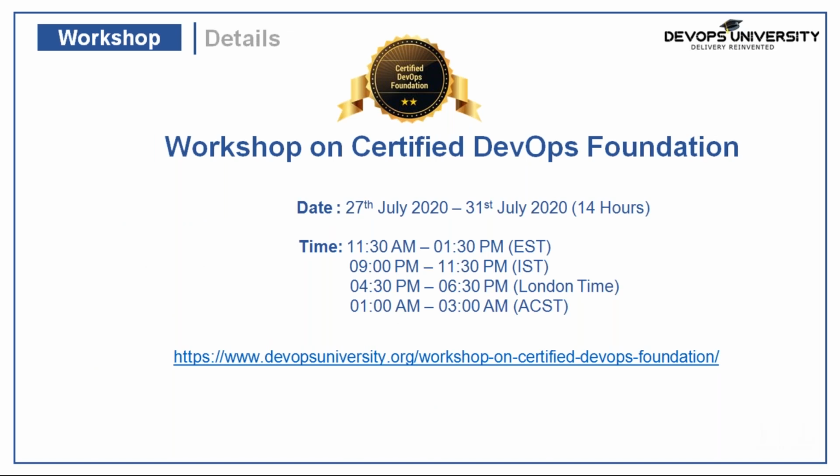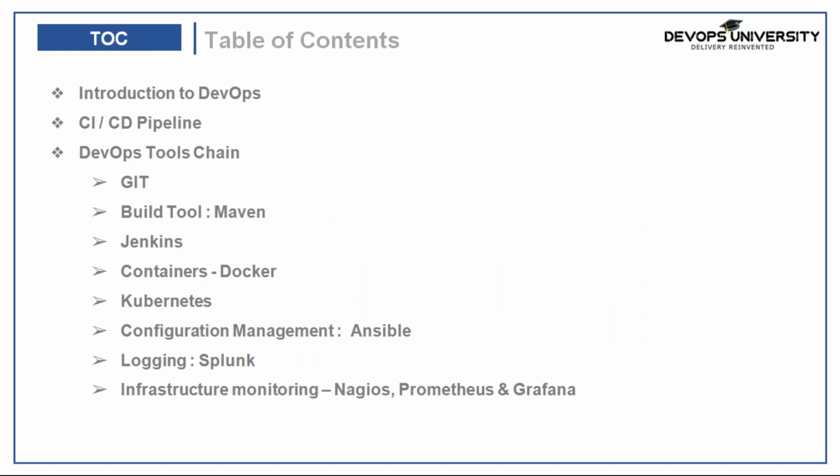As you can see, we have this workshop planned for the next 5 days, and we would be meeting daily at 9 p.m. IST or 11:30 a.m. EST, and if we convert the time into different time zones, these are the details that we have around the timings. Okay, I would go on to the next slide.